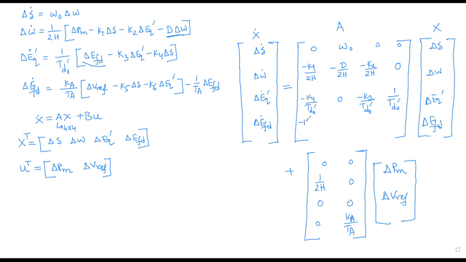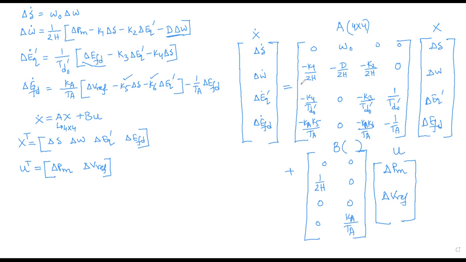Then minus KA K5 over TA. Okay, there is no del omega. Minus KA K6 over TA. And minus 1 upon TA delta EFD. So that's it. So you have the A matrix, which is 4 by 4. This is your B matrix. This is your U. And the dimension of B you can clearly see from here.